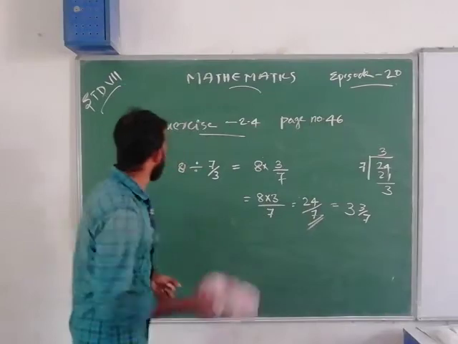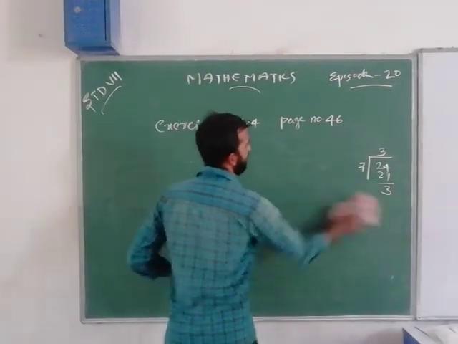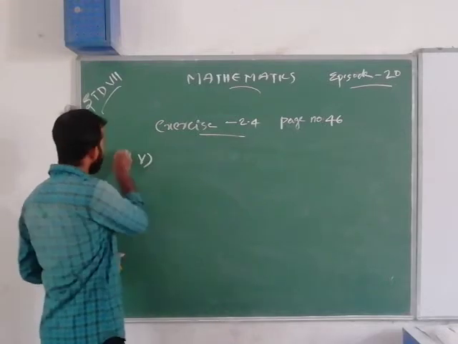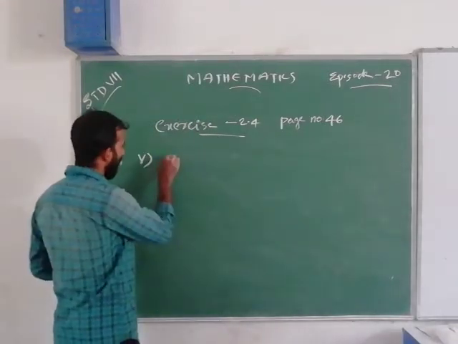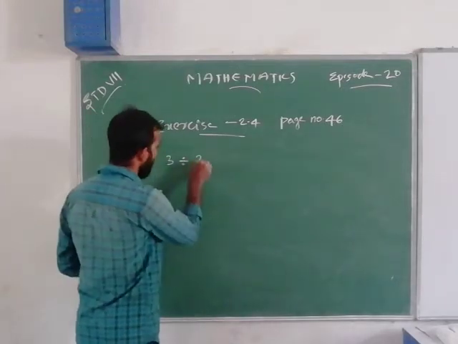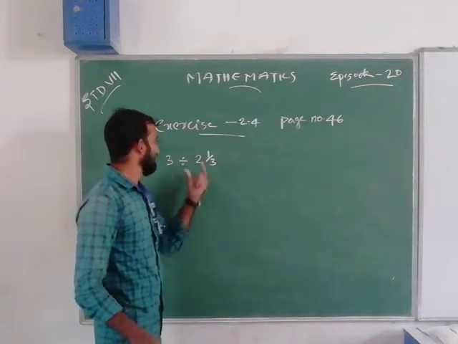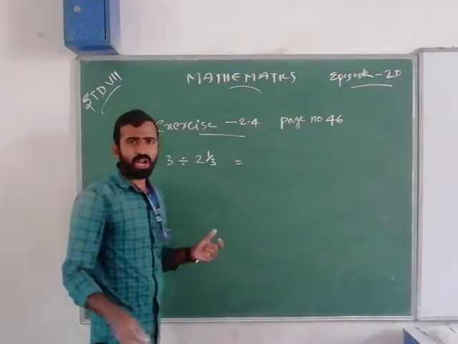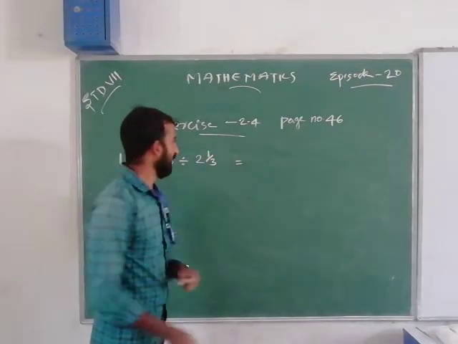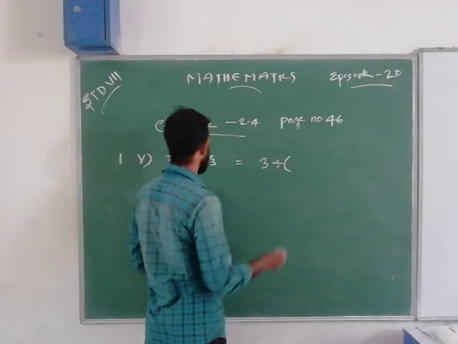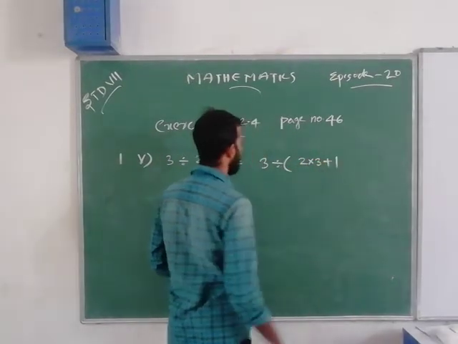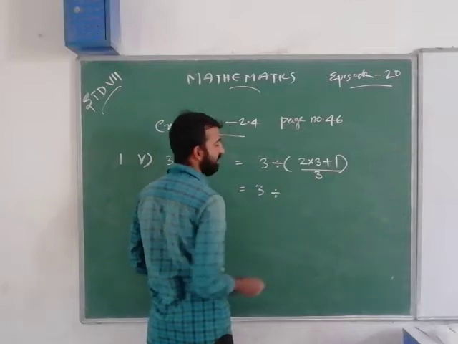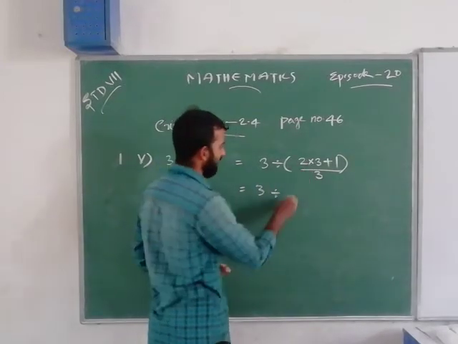And next, the fifth one. What is the question? 3 divided by 2 and 1 by 3. Here the divisor is a mixed fraction, so we want to convert the mixed fraction into an improper fraction. 2 and 1 by 3 means 2 into 3 plus 1 by 3. 2 into 3 is 6, 6 plus 1 is 7. That is 7 by 3.